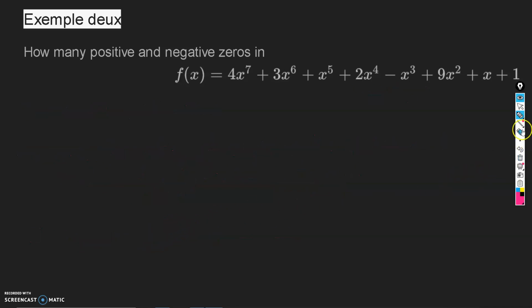Alright, so that in a nutshell is Descartes' theorem. Thanks, Rene Descartes. Now we can have an upper bound on how many positive and negative zeros we have. This will help us in our future video when we're trying to find all the real zeros of polynomials by hand.